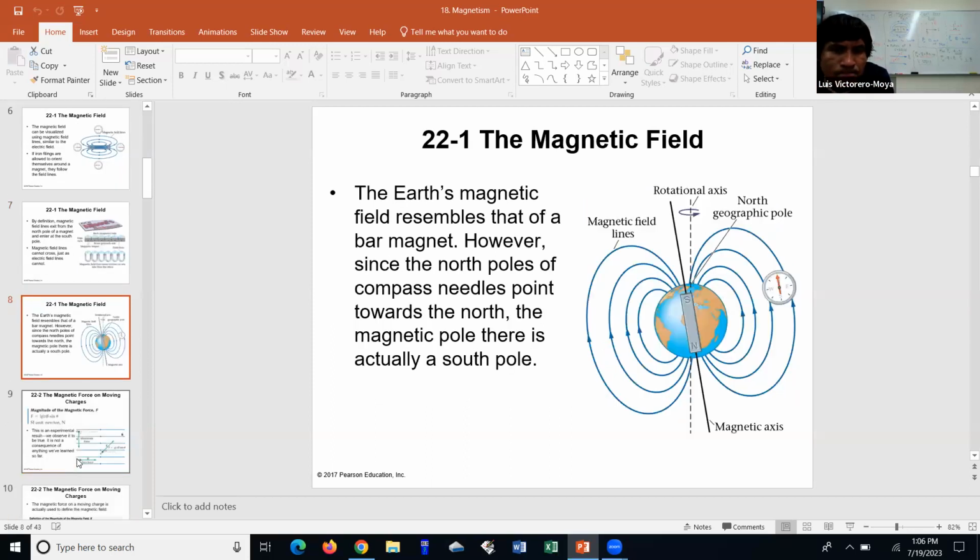Here is the illustration of the magnetic field of our planet. As you can see, the magnetic north is at the geographic south, and the magnetic south is at the geographic north. If we use a compass, the needle will be aligned towards the north, as shown in the picture. So we can locate the geographic north, taking advantage of the magnetic field lines that go from the magnetic north to the magnetic south. Okay?